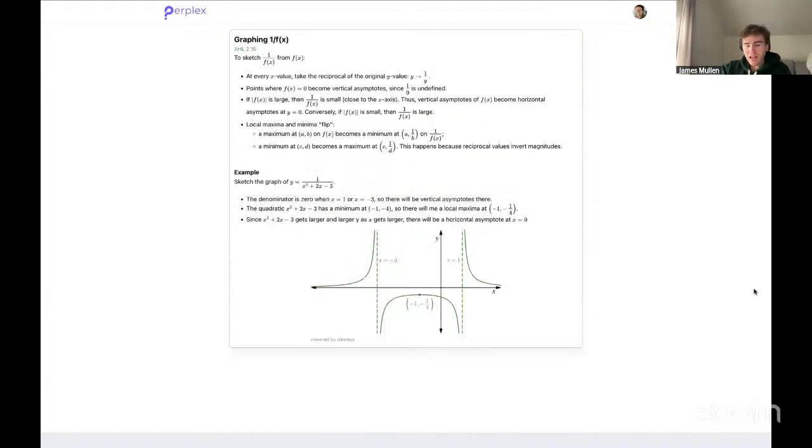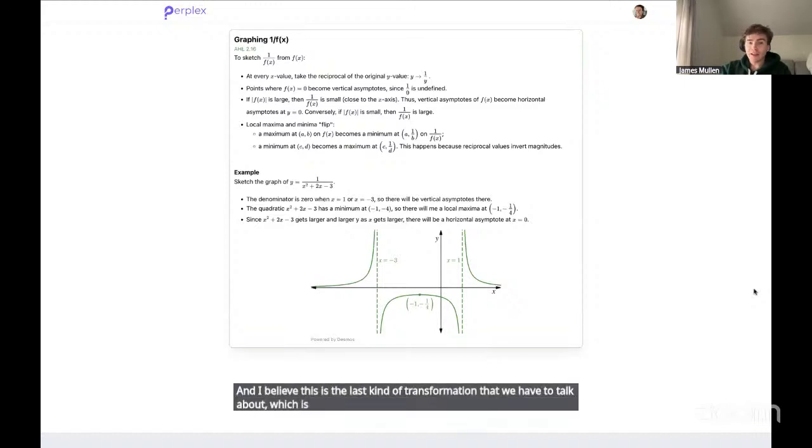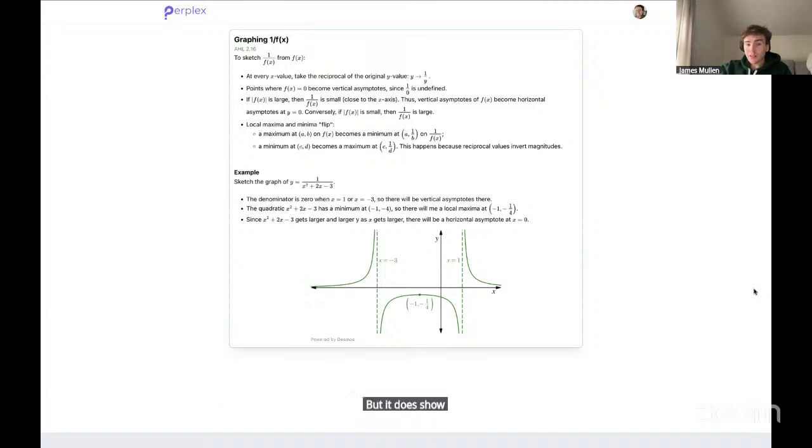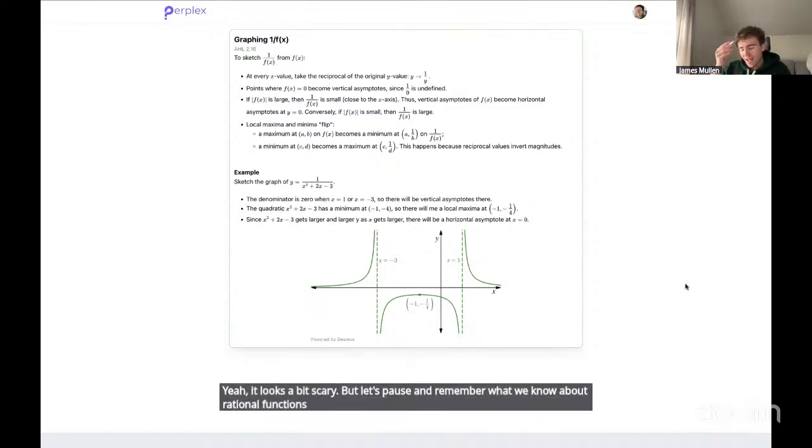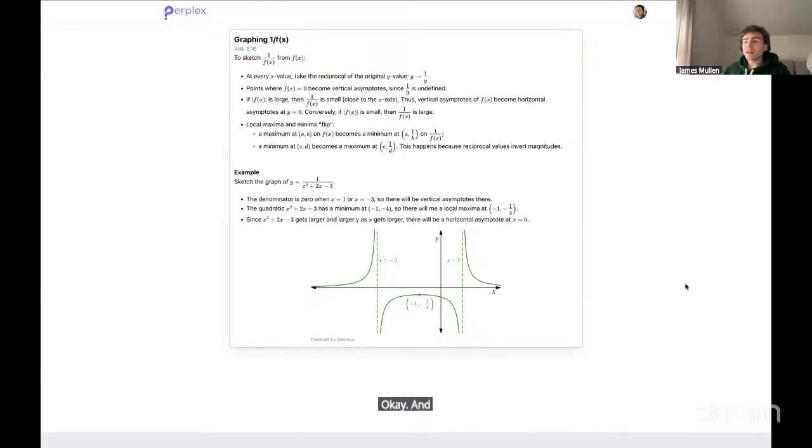And I believe this is the last kind of transformation that we have to talk about, which is graphing 1 divided by f of x, all right? And this is a really annoying one to think about, but it does show up not too infrequently for just kind of random functions that you might have, okay? Yeah, it looks a bit scary. But let's pause and remember what we know about rational functions, okay? I know that I'm going to have vertical asymptotes when the denominator is 0, okay? And I know that I'm going to have a horizontal asymptote for certain behavior when the function goes to infinity.